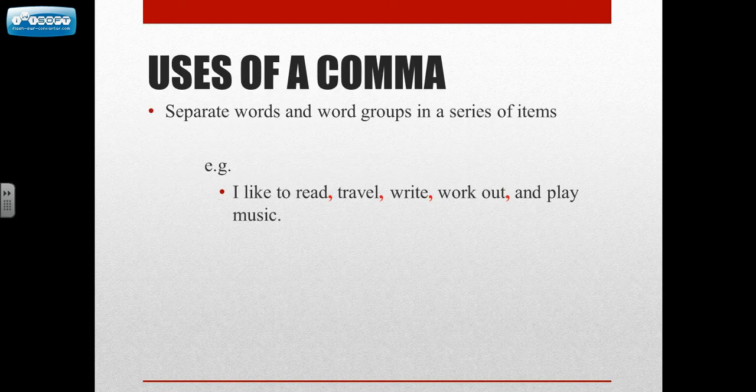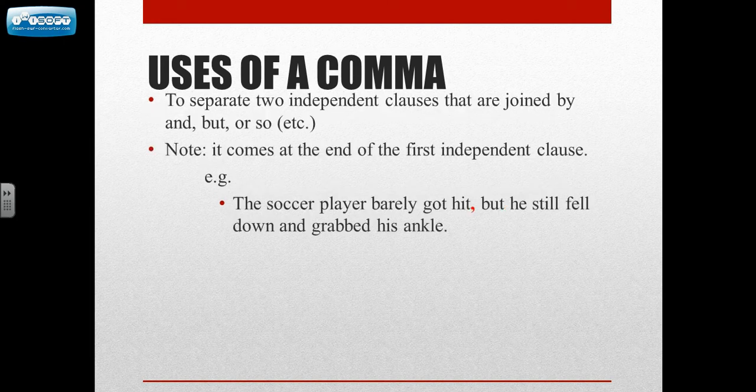So one of the main reasons that you would use a comma is to separate words and word groups in a series of items. So for example, you can say, I like to read, travel, write, work out, and play music. And note that I took just a little bit of a breath between each item in that list, because of the commas.